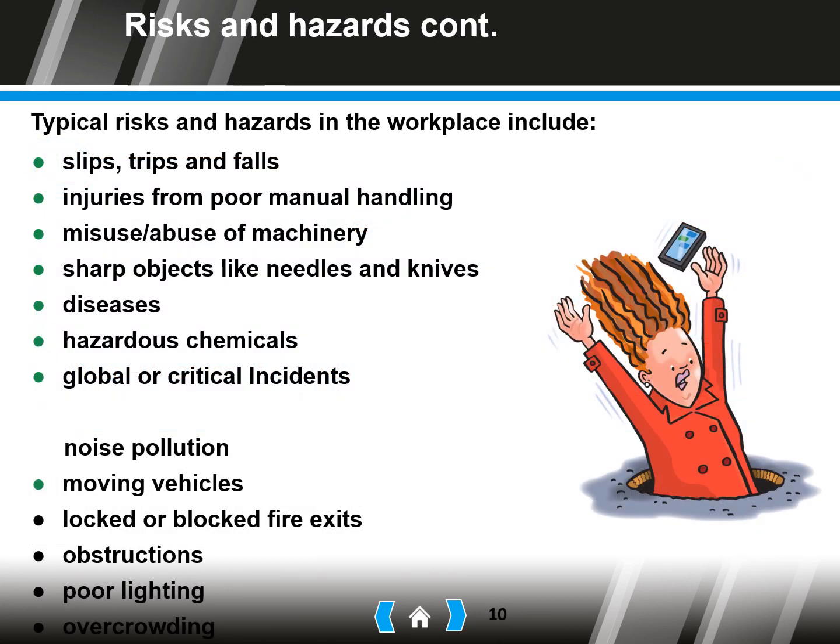Typical risks and hazards in the workplace include slips, trips and falls, injuries from poor manual handling, misuse or abuse of machinery, sharp objects like needles and knives, diseases, hazardous chemicals, global or critical incidents, noise pollution, moving vehicles, locked or blocked fire exits, obstructions, poor lighting, and overcrowding.